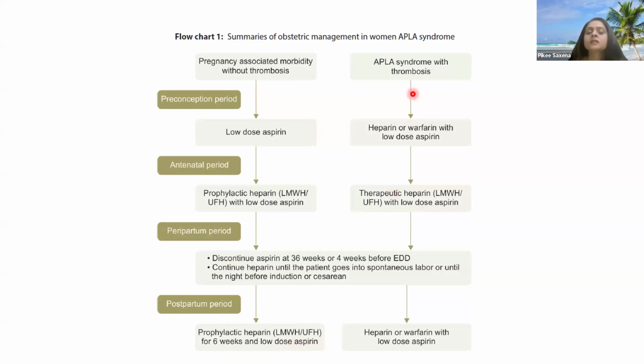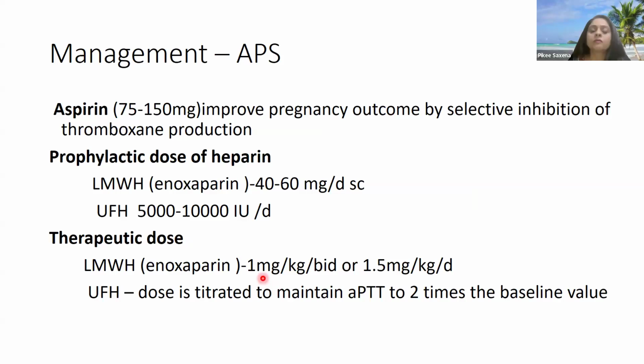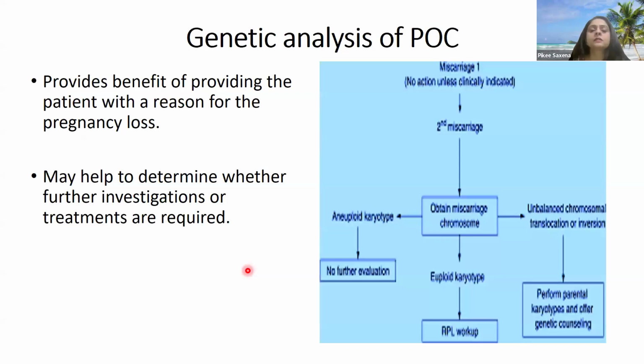Whereas in APLA syndrome where thrombosis is already there, previous history is there, then we start them on heparin or warfarin along with aspirin before pregnancy. And we need to start them on the therapeutic dose of 1 milligram per kg twice a day or 1.5 depending on the weight. If you are giving unfractionated heparin, then APTT levels need to be monitored at 2 times above baseline. But with enoxaparin, such stringent monitoring is not required. It is much simpler these days to use this.